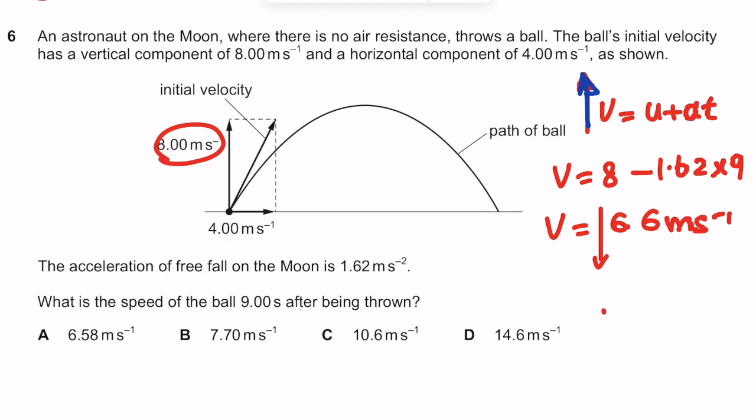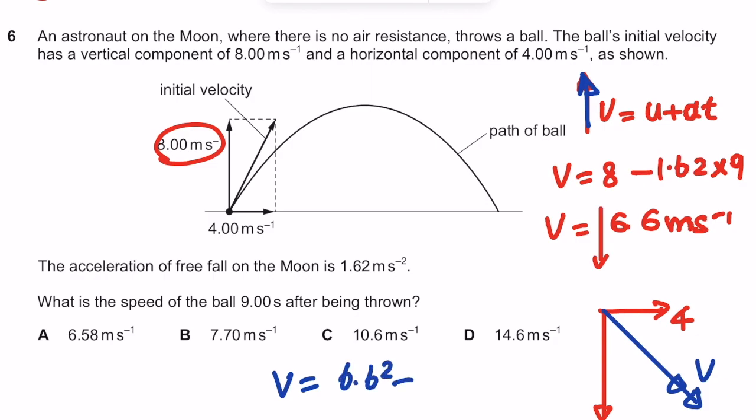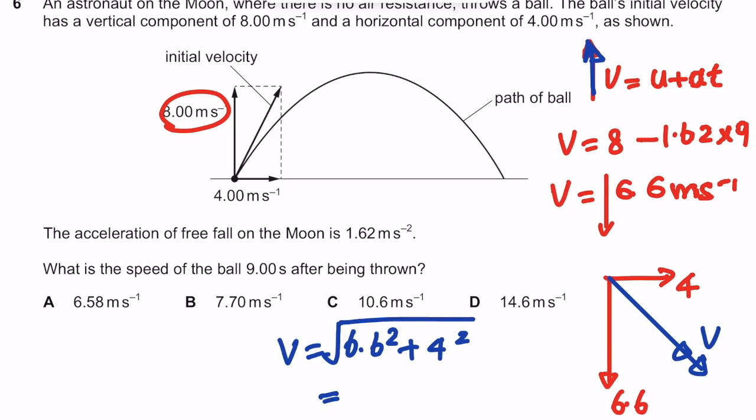And now we have a speed 6.6 downwards, and 4 meters per second has not changed. The reason being it is horizontal. It has no effect from vertical forces, right? So let's find total V. V equals square root of 6.6 squared plus 4 squared. This is Pythagoras theorem, right? So this gives 7.7 meters per second. Answer is B.